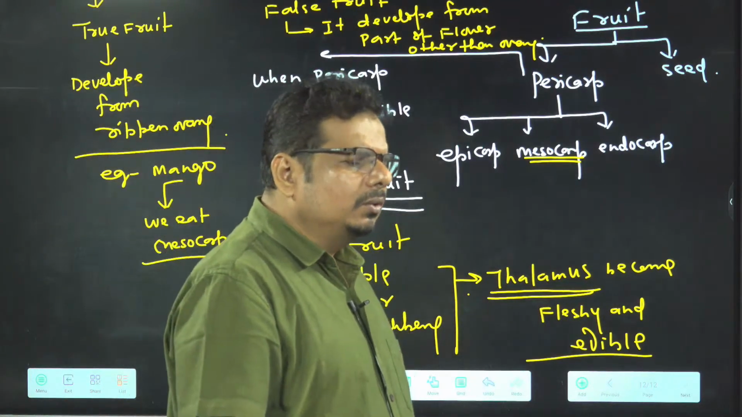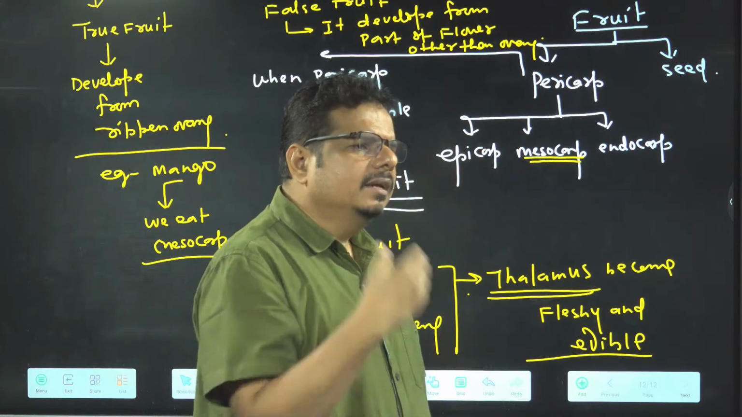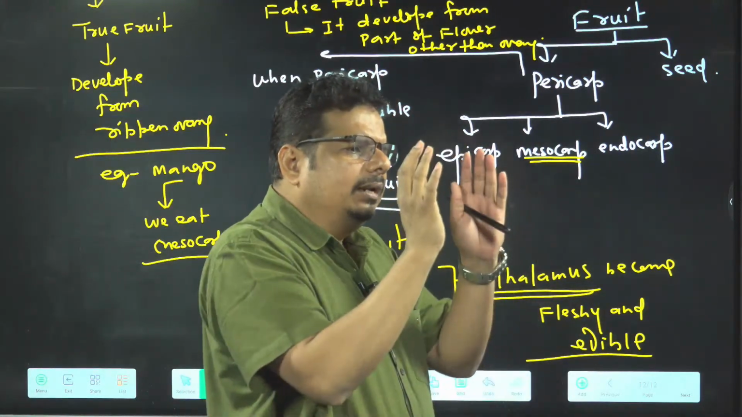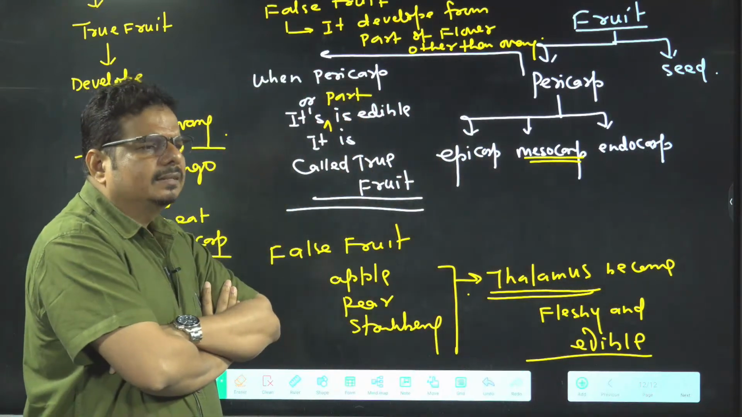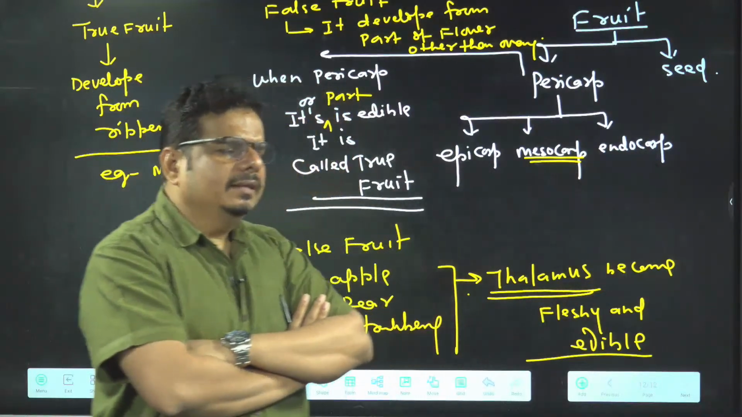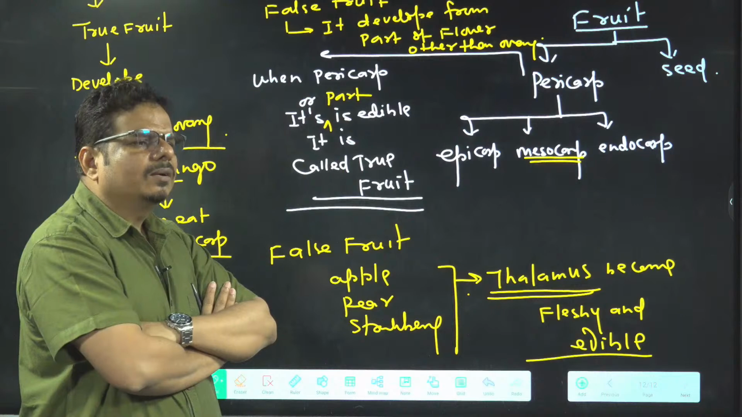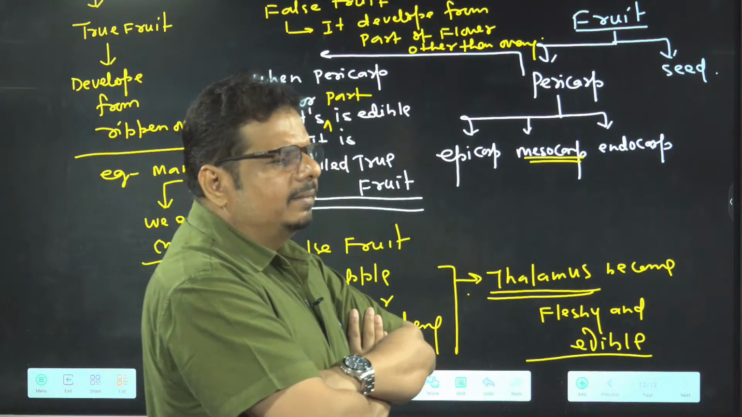In apple, what are you doing? Around the seed, the fruit is there, which is cartilaginous. You are throwing it out and eating the fleshy part, which is basically the thalamus. So when you are eating the thalamus, you are not eating the ovary, you are not eating the true fruit. It is called in the language of biology a what? False fruit. And when the pericarp is edible, it is called true fruit.